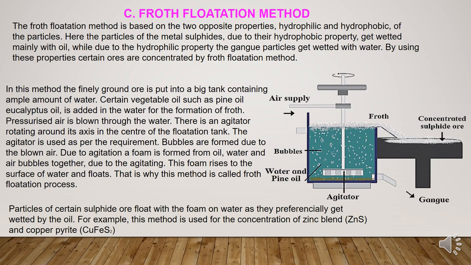And a certain amount of vegetable oil is put into this solution. Okay, पानी के साथ में तेल भी डाला जाता है. Mostly it is pine oil which is used, or eucalyptus oil, which is added to the water for the formation of froth, और जिसके वजह से झाग बनना शुरू होता है.